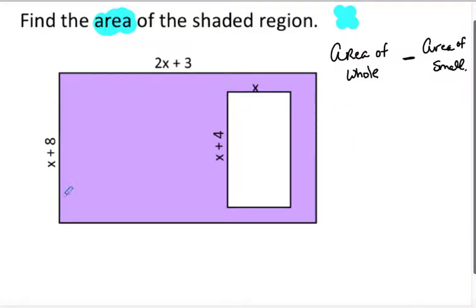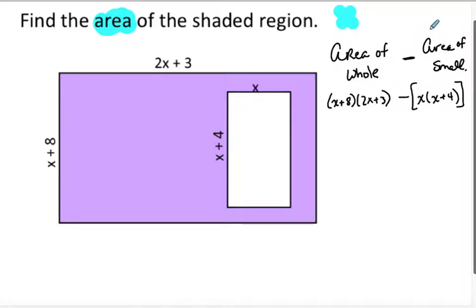And so I'm going to multiply this height here, this x plus 8, by the width, which is 2x plus 3. And then I'm going to subtract out the area of the smaller, and I'm just going to put some brackets around that. So I have this width here, which is x times x plus 4. Now, based on the order of operations, the second bracket is superfluous, but it's going to help me keep organized when I'm just thinking about my areas.